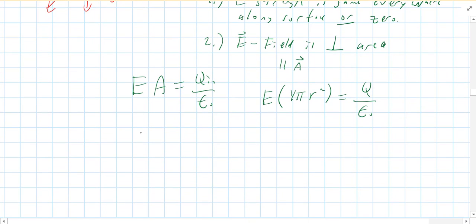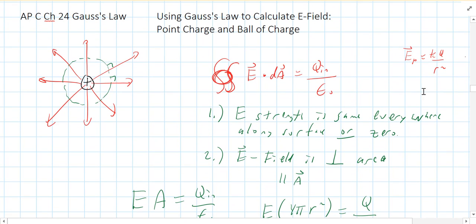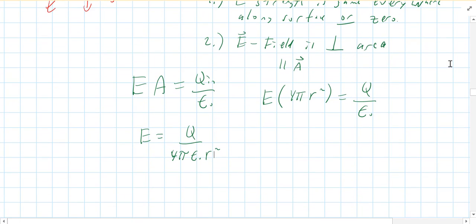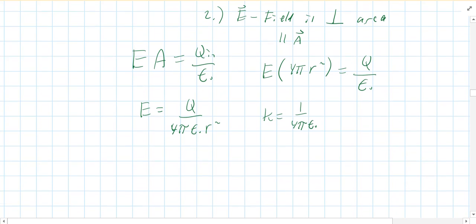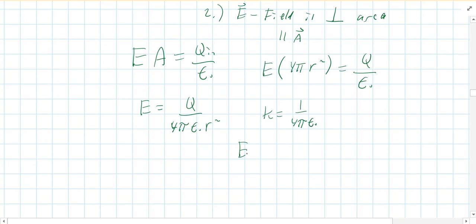And then you get the following equation: E equals Q over 4 pi epsilon naught r squared. You might be like, well, wait a minute, I thought you said we were supposed to get kq over r squared for our electric field. Well, you might recall that k is equal to 1 over 4 pi epsilon naught. So if I take my 1 over 4 pi epsilon naught out and put a k in, you get the electric field for a point charge is kQ over r squared.